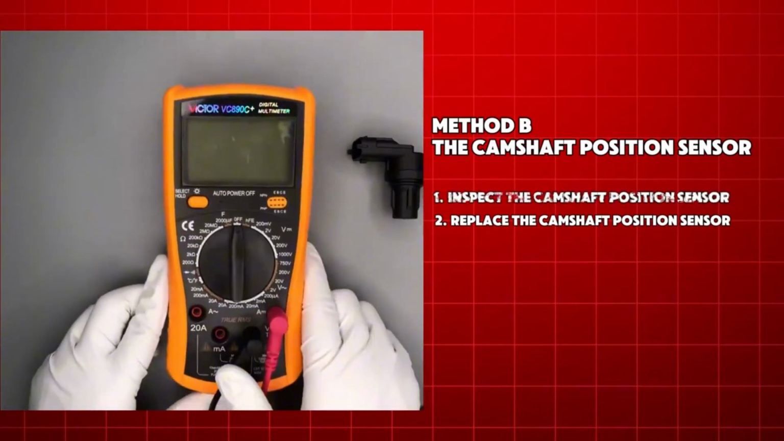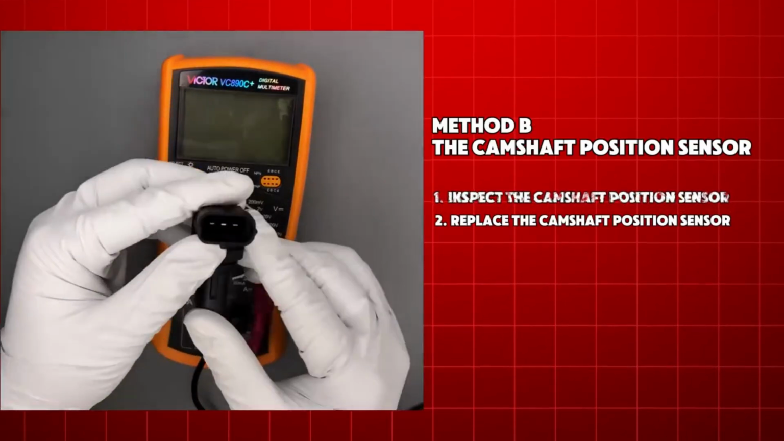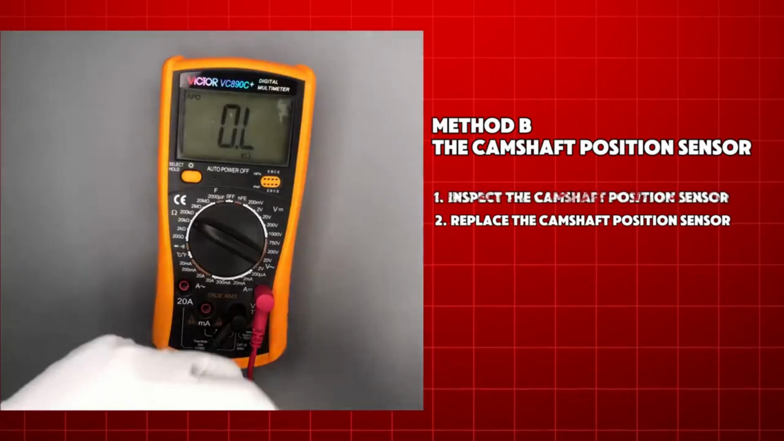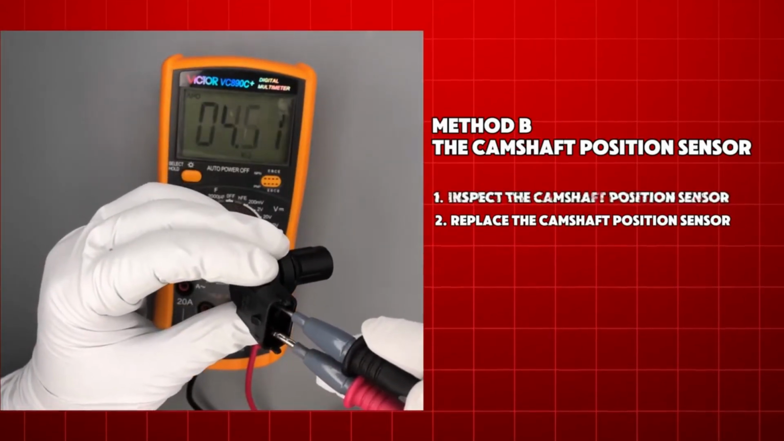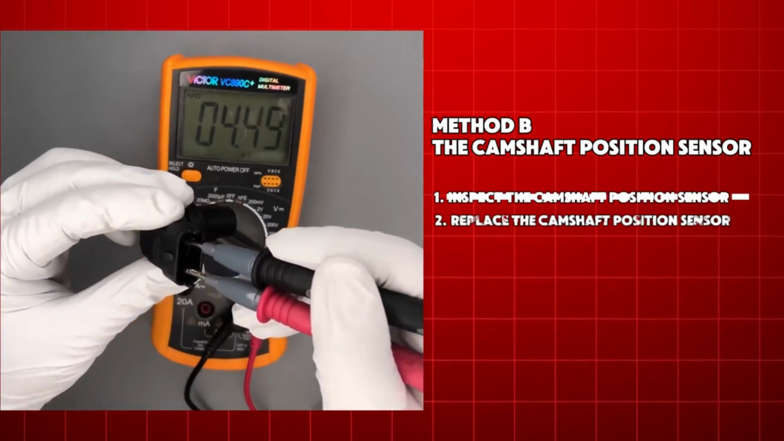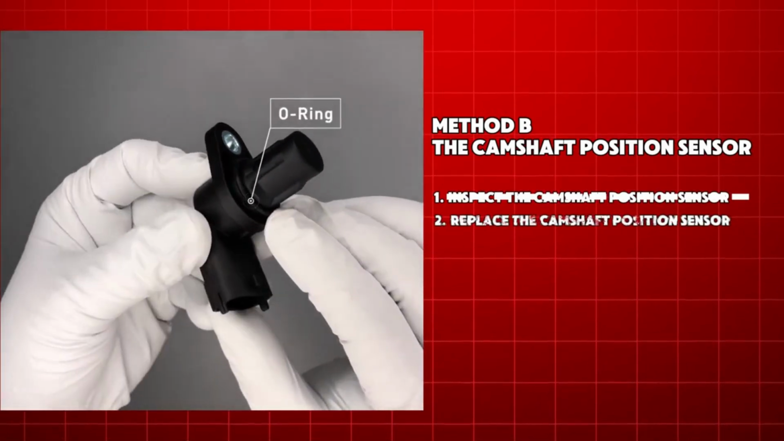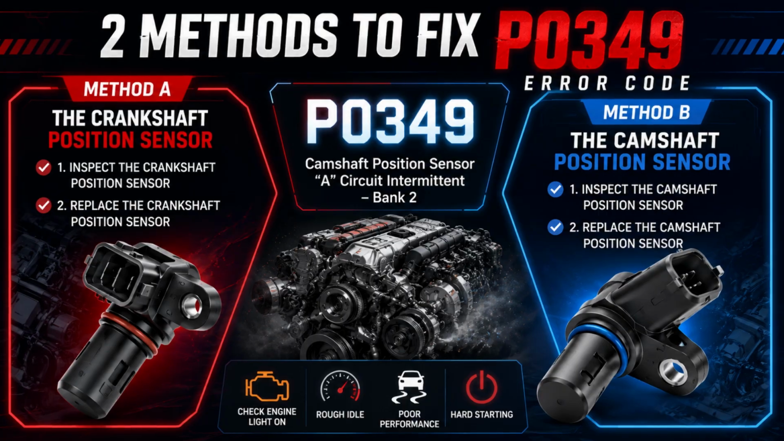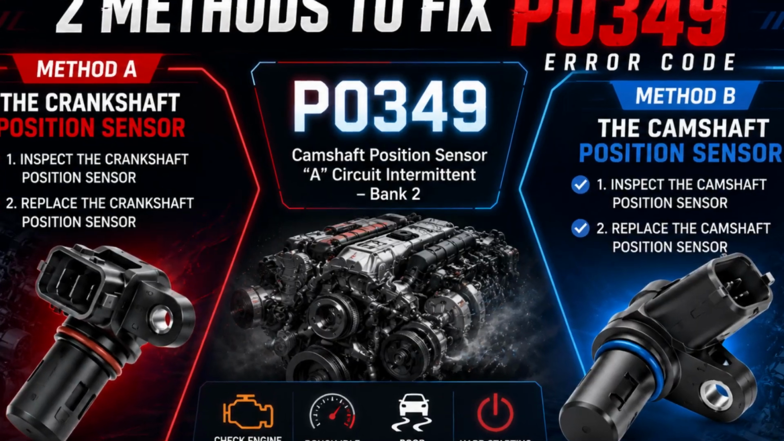Next, use a digital multimeter to test the sensor's resistance and compare the reading with the specification listed in your vehicle's service manual. If the sensor shows no reading or falls outside the recommended range, it is likely faulty and should be replaced. Check for the old O-ring. Remove it if needed, then install the new camshaft position sensor securely. So here are two of the most practical solutions to fix the error code.